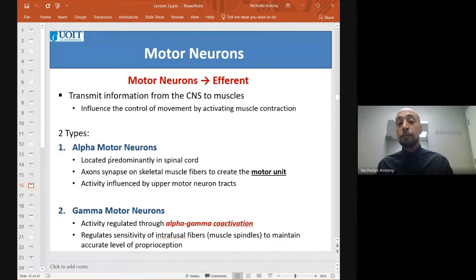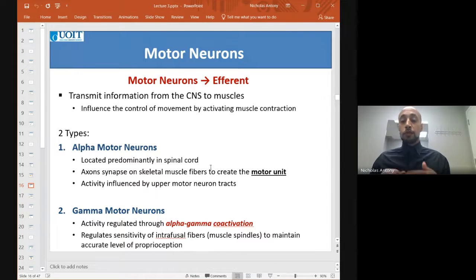So there's two types of motor neurons. There's alpha motor neurons, which make up the motor unit. The motor unit is how we activate our muscles. So it represents an alpha motor neuron, the lower motor neuron that exits from the spinal cord, and then the specific muscle fibers that it innervates. So if you think about, let's say hypothetically my biceps, let's say it has 1,000 muscle fibers. It's not just one neuron. It's not one motor unit.